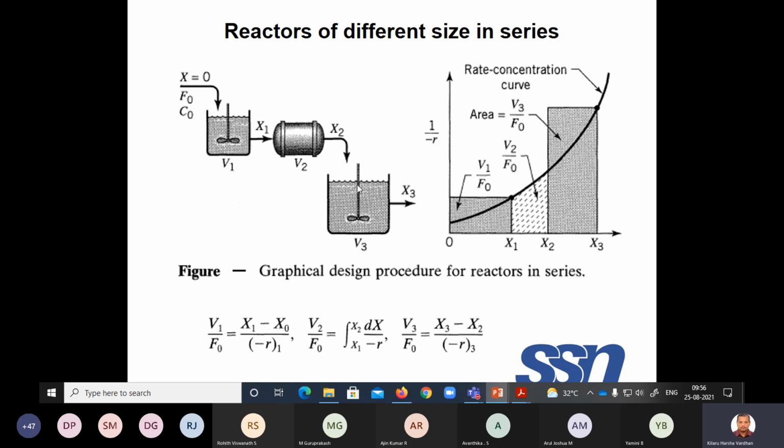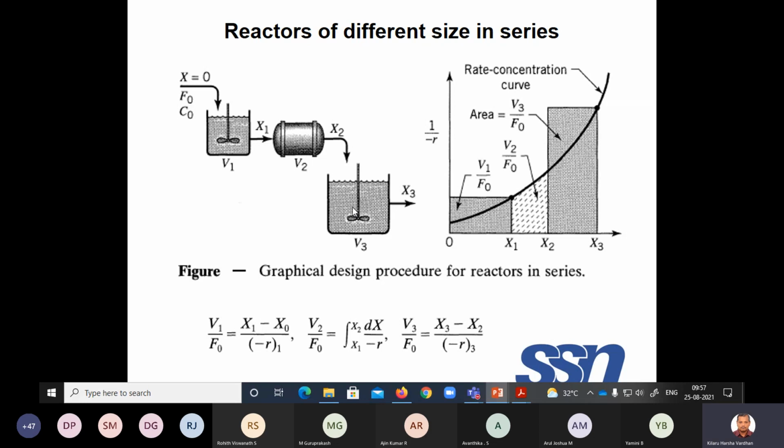And the third reactor again is a mixed reactor. V3 by F naught is X3 minus X2 divided by minus R3. This is R2, right? So this is how we have to find out the total area or total volume of different reactors in a series.